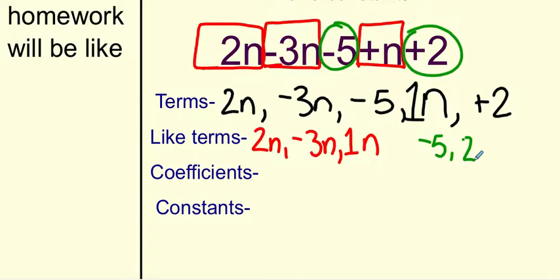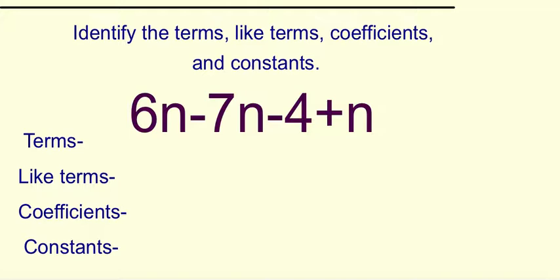The next question says coefficient. Remember, the coefficient is the number in front of the variable. So in this case, my coefficients are 2, -3, and that invisible 1 that we have. My constants are those that do not have any kind of variable. So my constants are -5 and 2. One more example. I would like you to pause your screen, try this on your own, and then come back and see the answer.